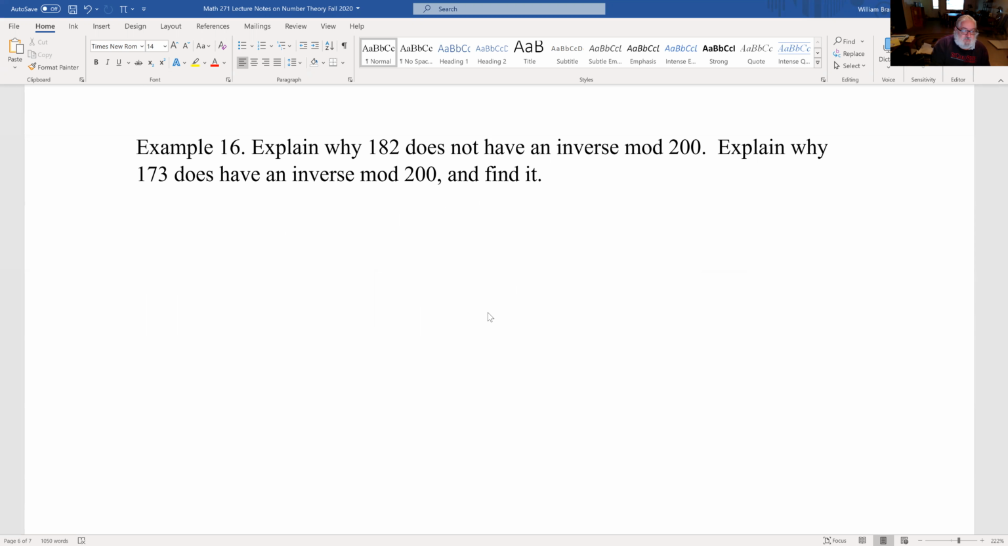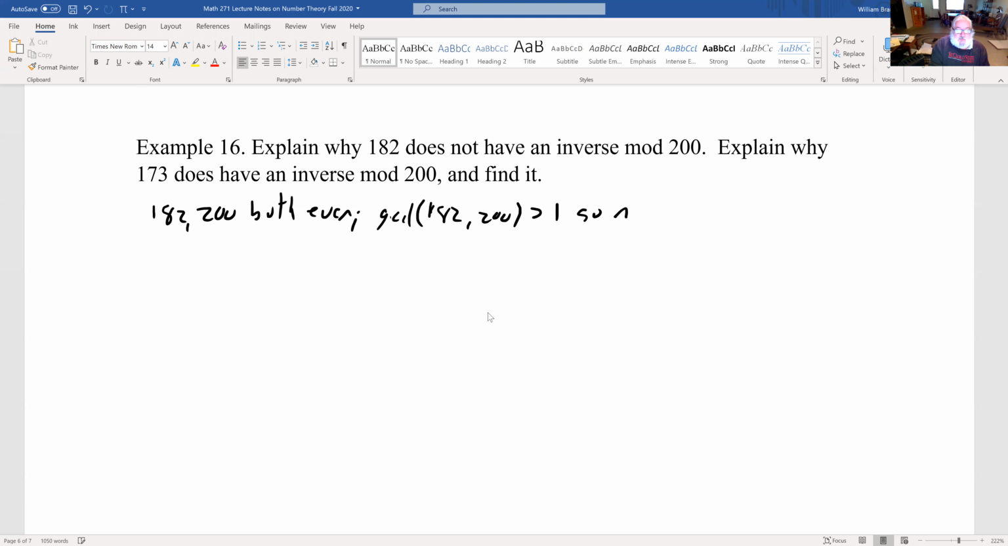Does 182 have an inverse mod 200? The answer is no. They're both even. So the greatest common divisor of 182 and 200 is greater than 1. It's got to be at least 2. So no inverse. Does 173 have an inverse mod 200? Well, if the greatest common divisor of 173 and 200 is 1, then yeah.